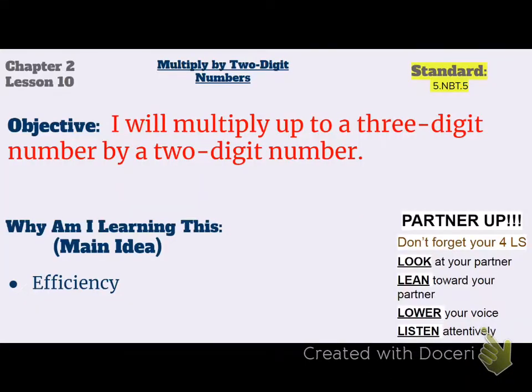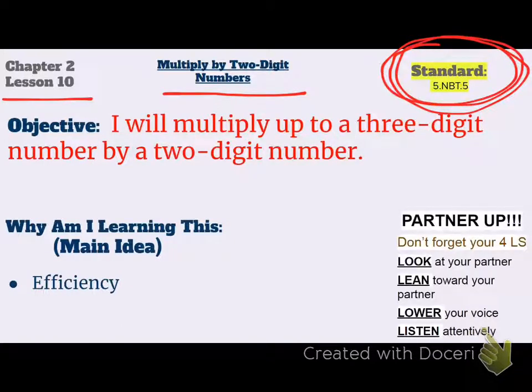We are still in Chapter 2. We're actually closing up Chapter 2 with the last lesson, Lesson 10. It has to deal with multiplying by two-digit numbers. It is a 5th grade standard. You have to learn it in 5th grade. I'm hoping at the end of today's lesson that you'll be able to multiply a 3-digit number by a 2-digit number.